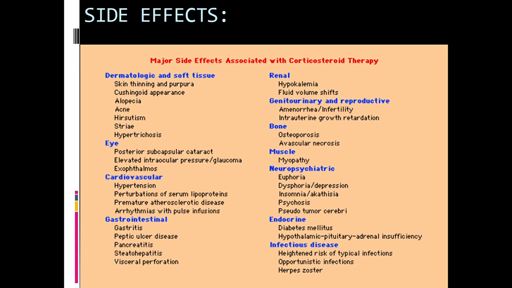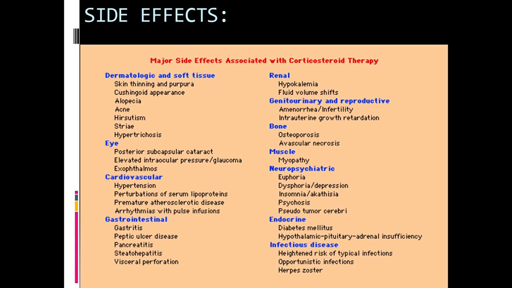In the cardiovascular system, hypertension can occur, perturbations of serum lipoproteins, premature atherosclerotic disease, arrhythmias with pulse infusions. In the gastrointestinal system, gastritis, peptic ulcer disease, pancreatitis, steatohepatitis, visceral perforation can happen. In the renal system, hypokalemia and fluid volume shifts can occur. Genitourinary and reproductive system: amenorrhea, infertility, intrauterine growth restriction can occur.